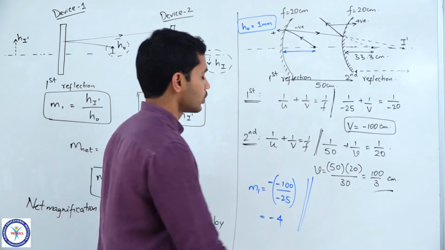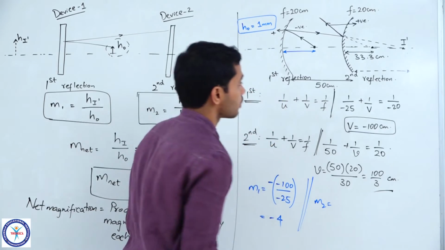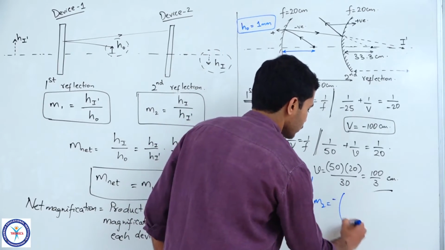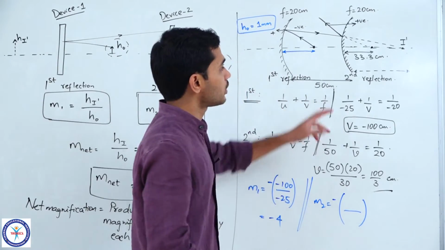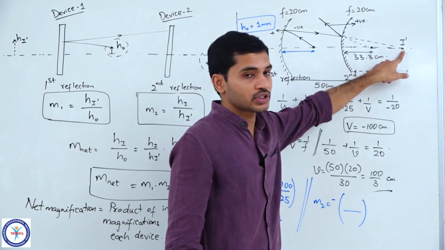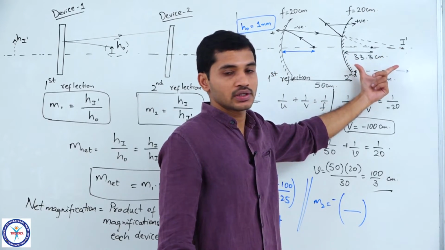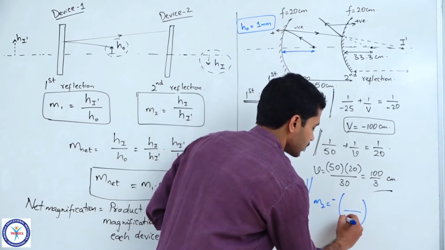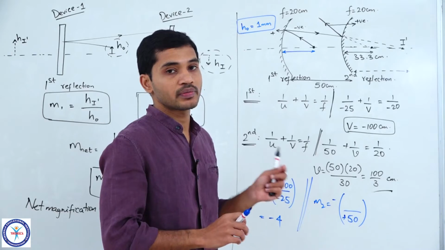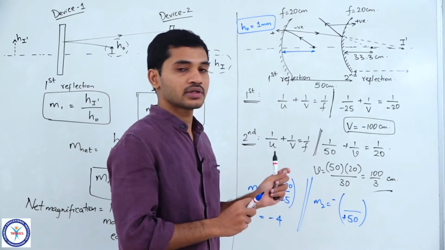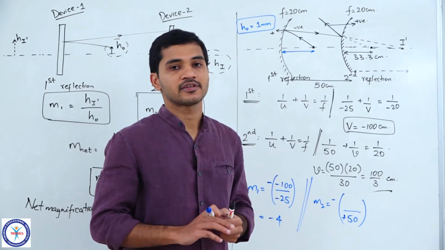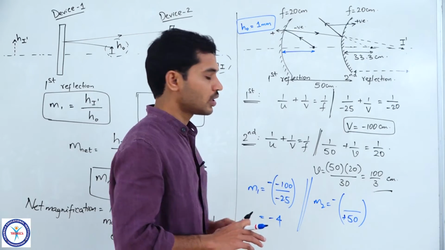Now let us find M2. M2 is equal to, once again the same expression, minus of V by U. Now tell me what is the U value for the convex mirror. For the convex mirror, this is the object, and the object is at a distance of 50. So 50 plus 50 will be the object distance for the convex mirror. Observe carefully, do not make mistakes with the signs. Just a small mistake here will make the whole question wrong. You should be very, very careful while substituting the signs of each and every parameter.